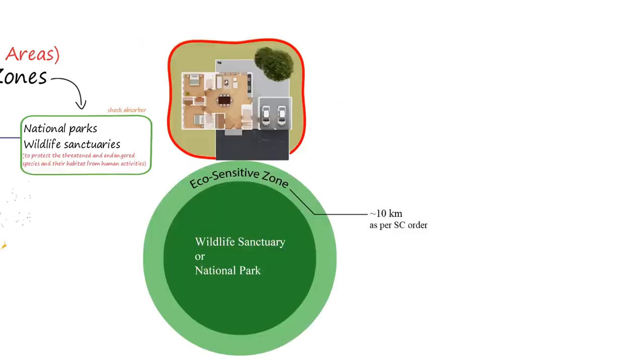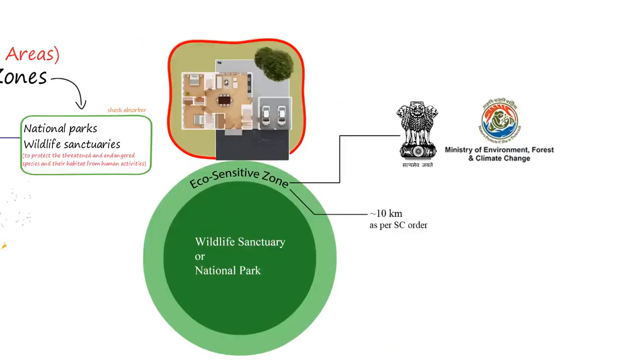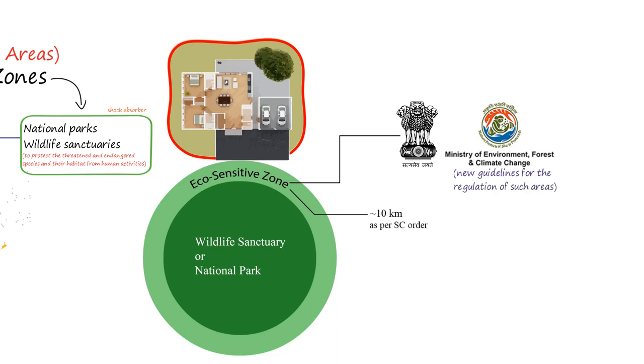These eco-sensitive zones are regulated by the central government through the Ministry of Environment, Forests and Climate Change. They are the ones who come out with new guidelines for the regulation of such areas. The government not only can increase the area beyond 10 km width, but it can also reduce it for mining and other commercial development purposes.